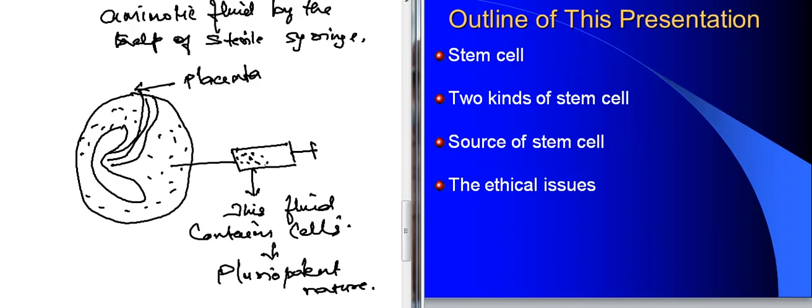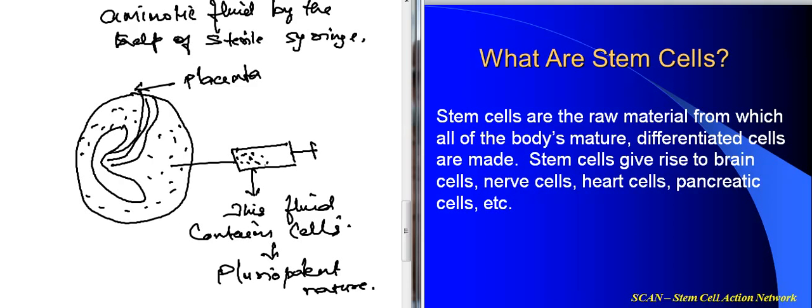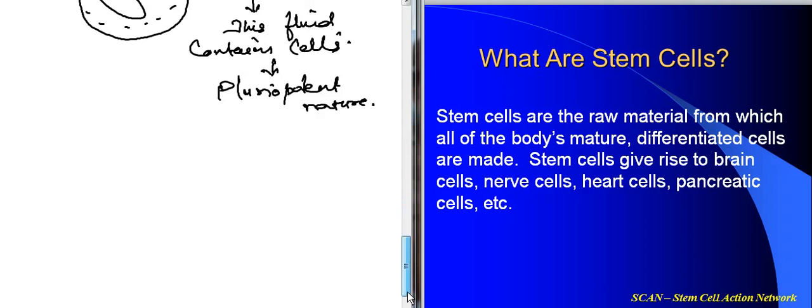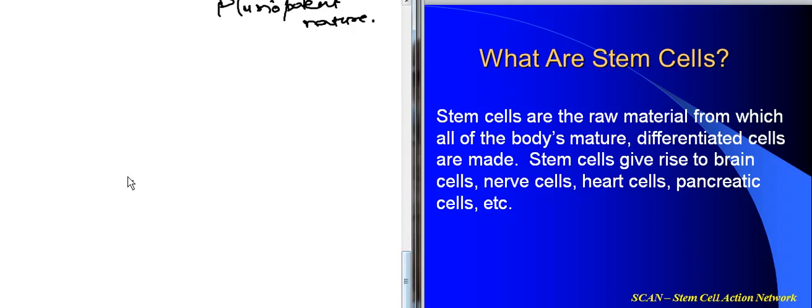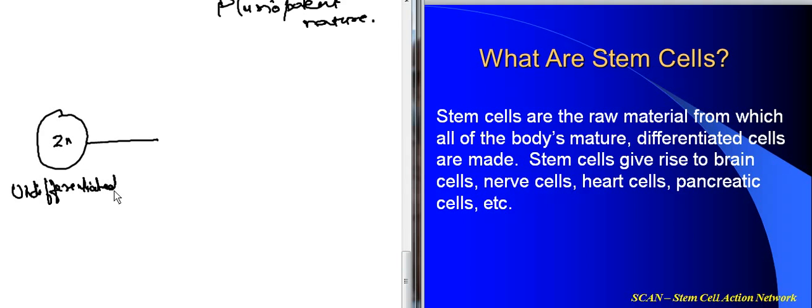So in this presentation we will see what stem cells are, two kinds of stem cells, what the sources are and what the ethical issues behind it are. Okay, so first, what are stem cells? These are the raw material for the body. A stem cell has a tendency, or simply I can make you understand by this. This is your fertilized egg. This is your undifferentiated cell. It's not doing any particular, specific work.